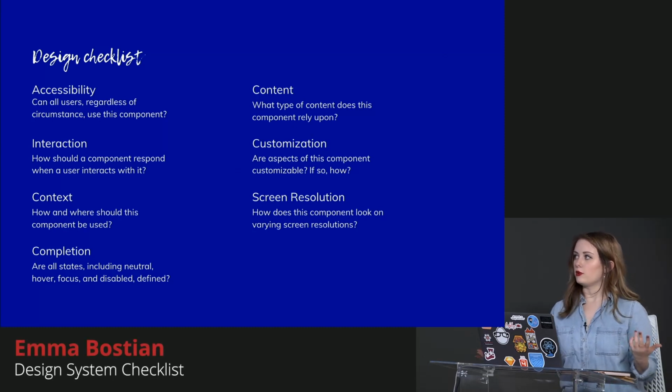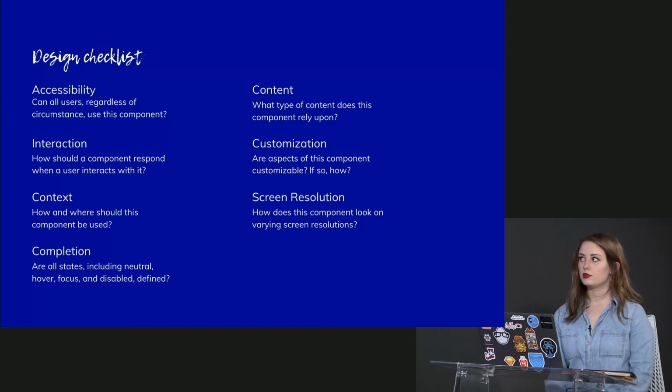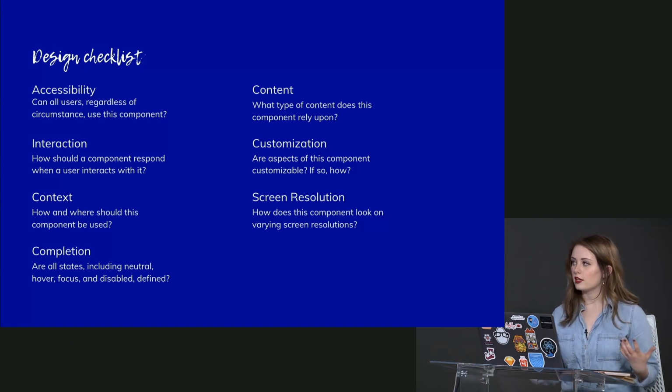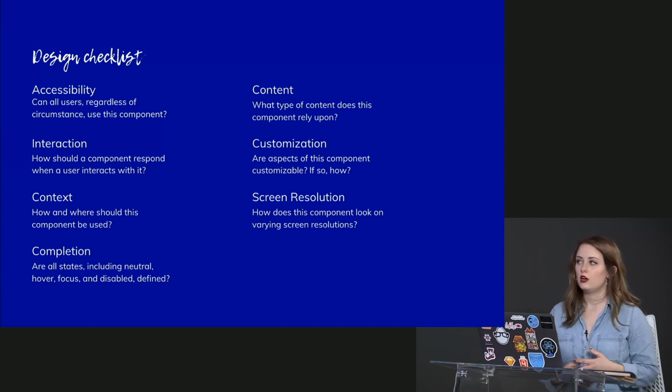Once you prioritize your components, we're going to start designing them. We're going to start building them. And before we add them to our design kit, we want to actually make sure that they meet certain criteria, right? The whole point of a system is to do things the right way, to be accessible, to have everything we need to know before we develop them.